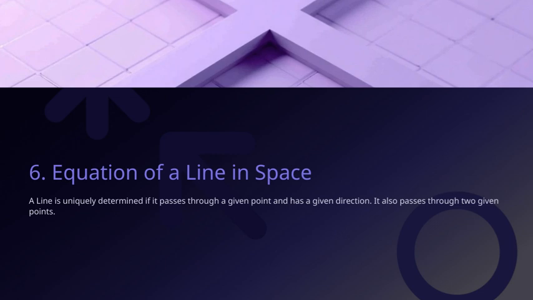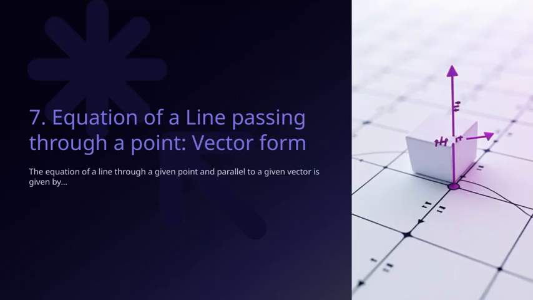This concept ties into the overall theme of accurately describing lines and their positions in space, which is crucial for a wide range of applications. Today, we're going to look at how to find the equation of a line that passes through a specific point and is parallel to a given vector. This is a fundamental concept because it helps us understand how lines relate to each other in space, especially when dealing with directions and positions.